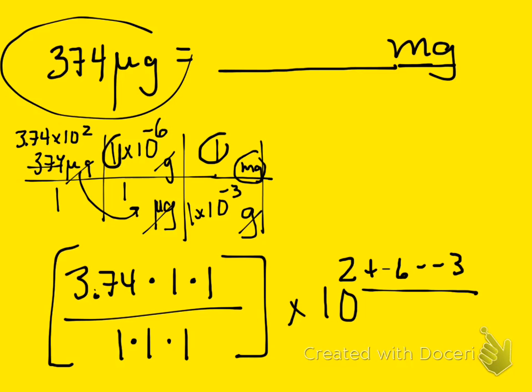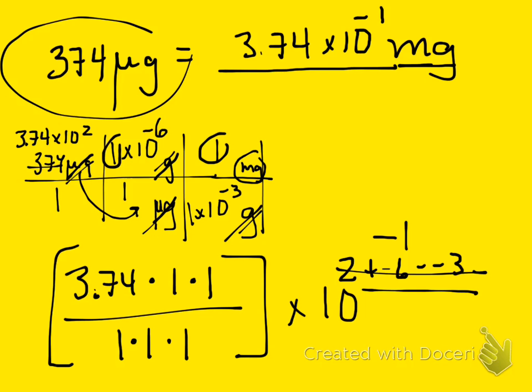So 2 plus -6, we got -4, and that's -4 plus 3, so this is all -1. So what we have for an answer is 3.74 times 10 to the -1st micrograms. Or milligrams. Good grief, sorry. Okay, 3.74 times 10 to the -1st milligrams. Easy to do if you remember the rules. Check your units. Remember your powers.